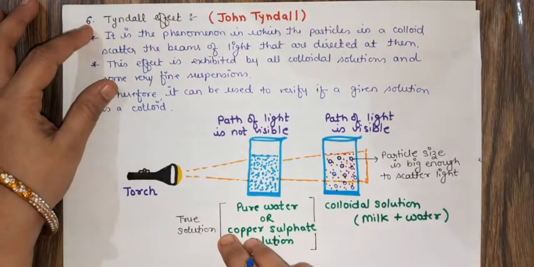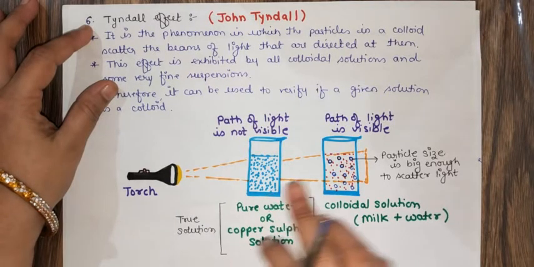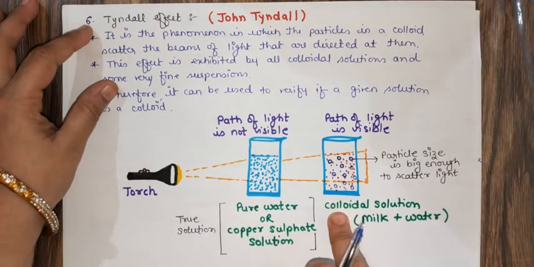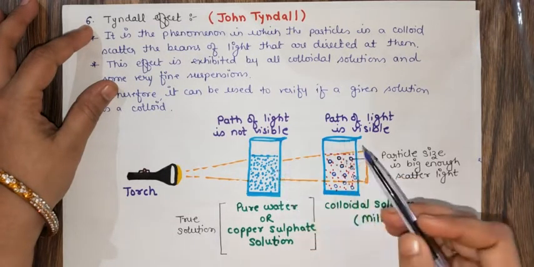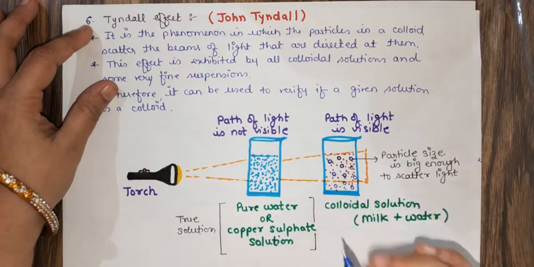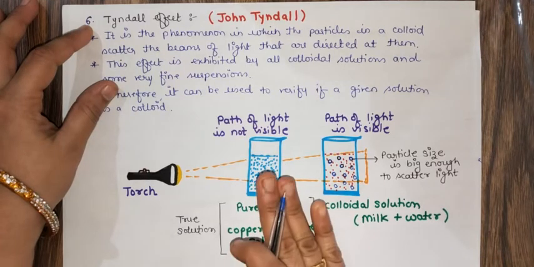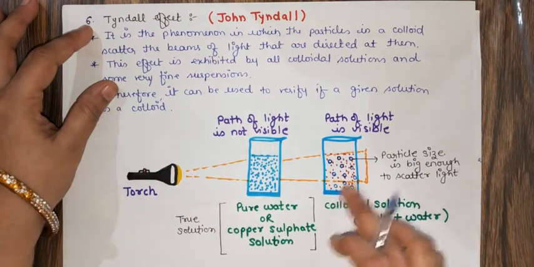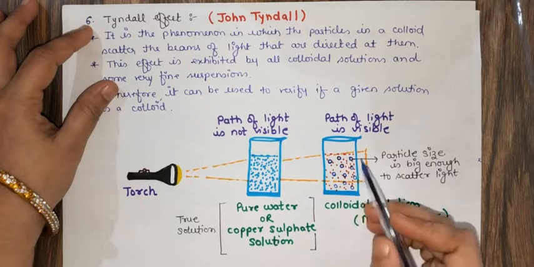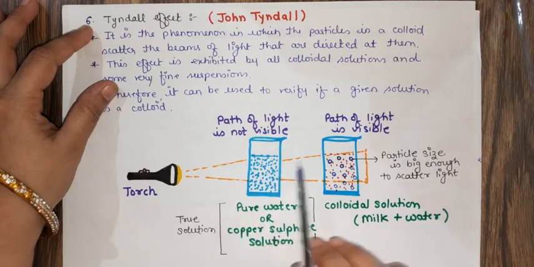a normal solution, the path of light is not visible. Why not? And why is it visible in the colloidal solution? Because in a true solution the particle size, as compared to the colloidal solution, is quite small. What will happen if the particle size is very small? It will not allow the light to scatter. But in a colloidal solution, as you can see, the particle sizes are quite large, so they allow this light to scatter.